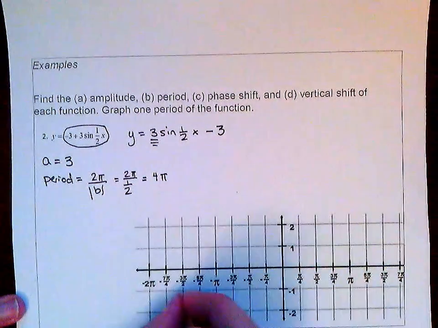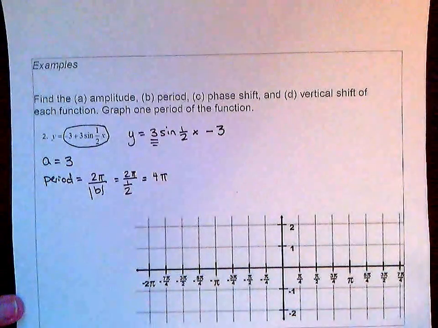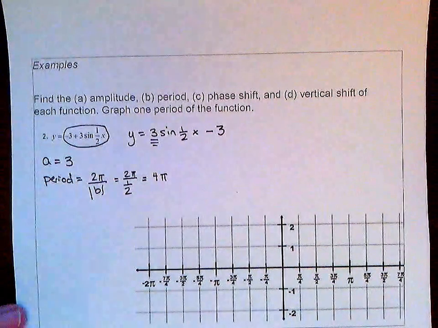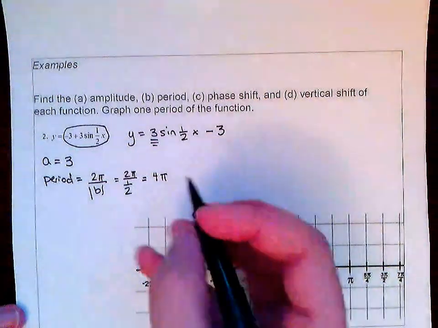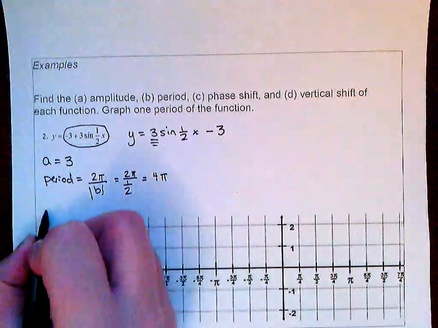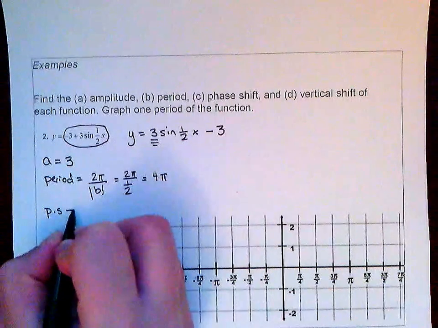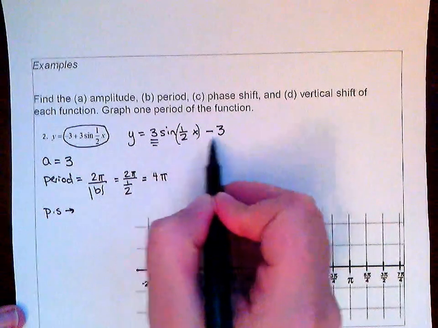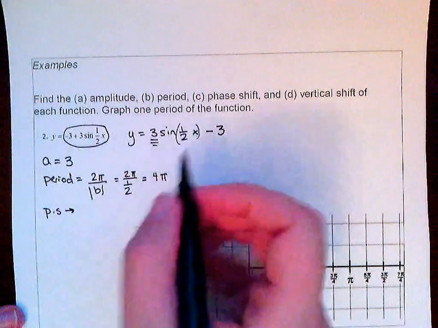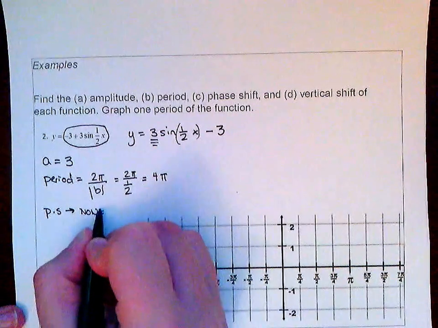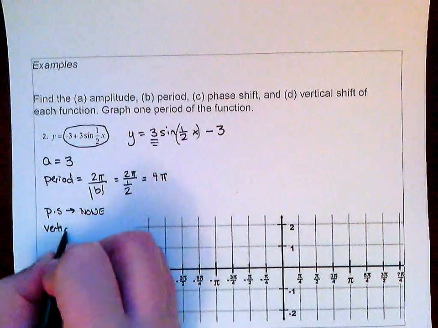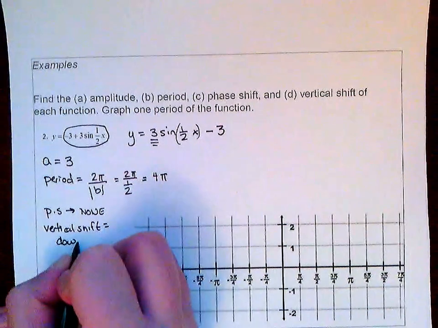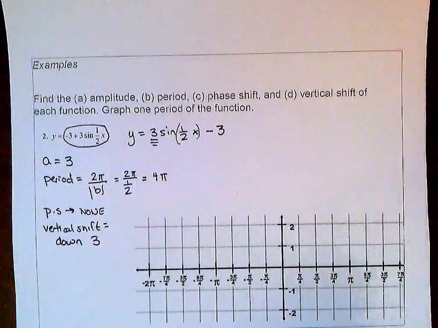So this period means that the graph is actually going to be a lot bigger than the graph that I have right here. So this is going to pose a little bit of a problem, but we'll change these up a little bit. Now in this case the phase shift, there is no h, because remember this is the minus 3 that was not with the x. This is the minus 3 that was on the outside. So there is none. And then the vertical shift here is down 3.